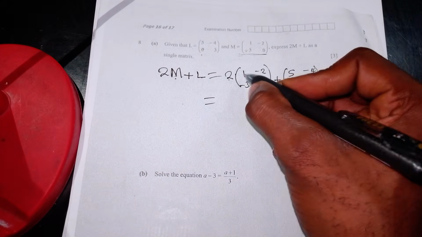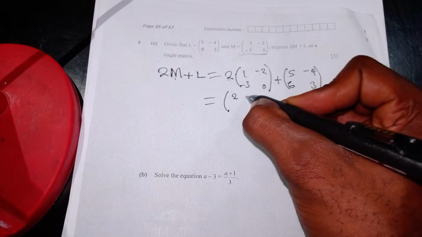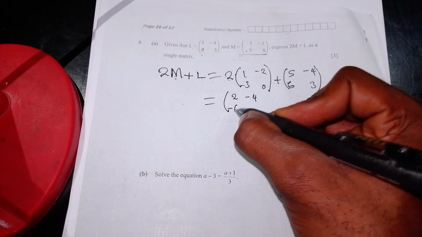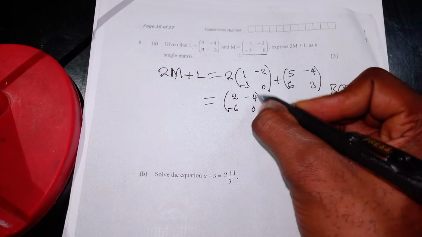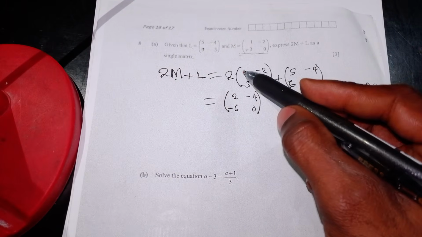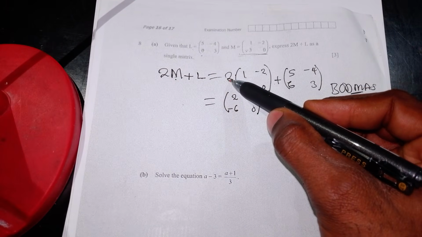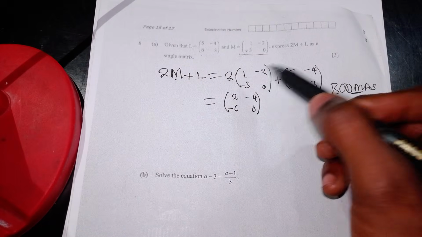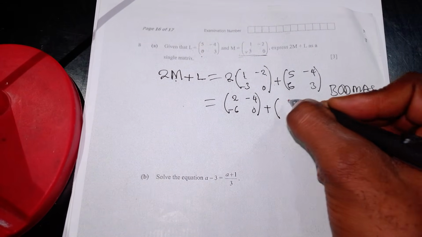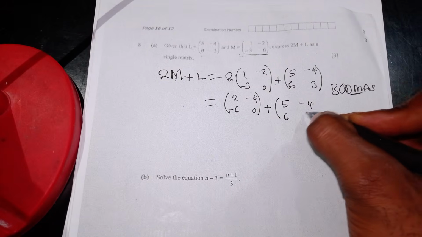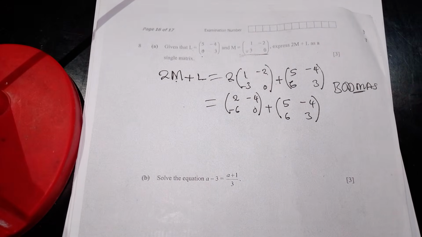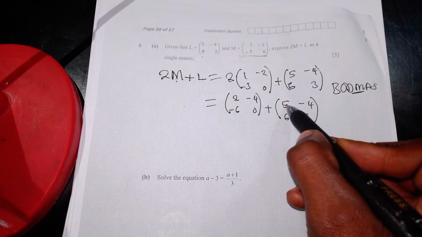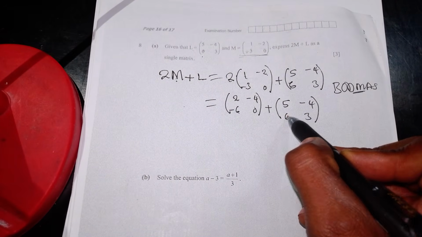So you can say this times this will be a 2, this times this, we have minus 4, this times this, we have minus 6, then this by this, we have a 0. Remember, scalar multiplication requires you to multiply whatever you have outside by each of the numbers inside, and then you leave everything else as it is, like this. And then at this point, I can now add. Addition in matrices is easy. All you need to do is add the corresponding figures. So I'll add this to this, and then I'll add this to this, this to this, this to that.